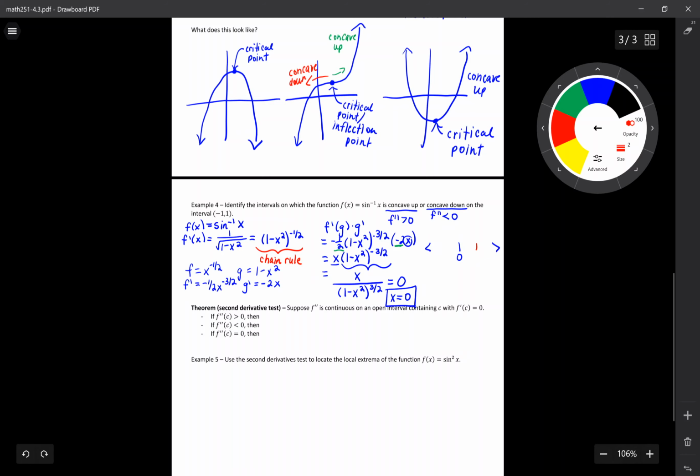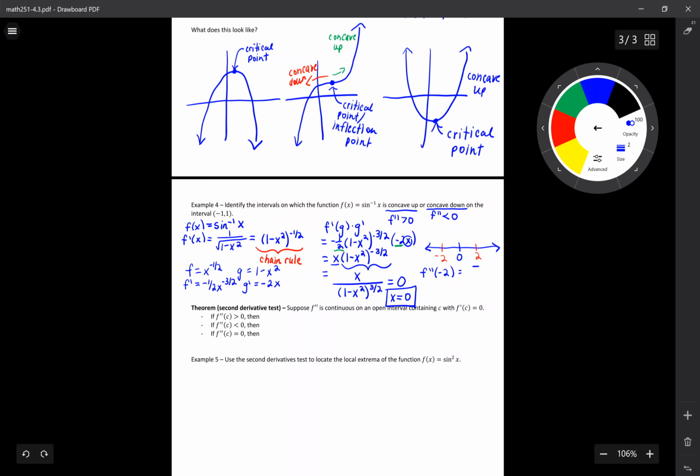So let's pick 2 and negative 2. Again, I'm trying to find concavity. I need to put my points negative 2 and positive 2 into f double prime to see if f double prime of negative 2 is positive or negative, and f double prime of positive 2 is positive or negative. So if I say f double prime of negative 2, this is equal to, well, on the top of my fraction here, I will have a negative number, right?